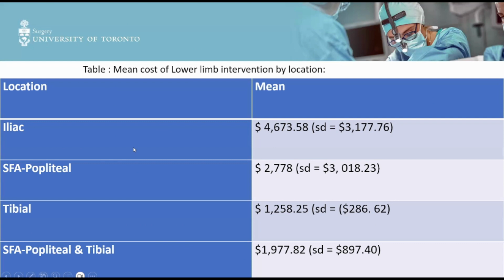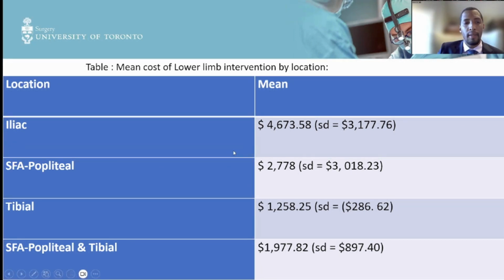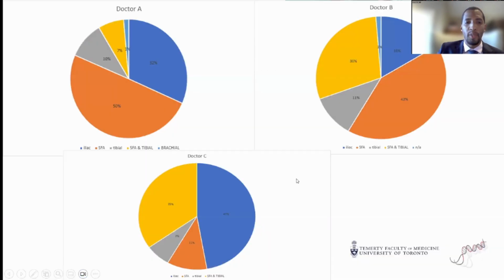We know that treating aortic iliac peripheral arterial disease is quite expensive because of the use of stents. In our setting, we see a lot of tibial peroneal disease, and you can see it's much cheaper, and I think that bodes well for us.